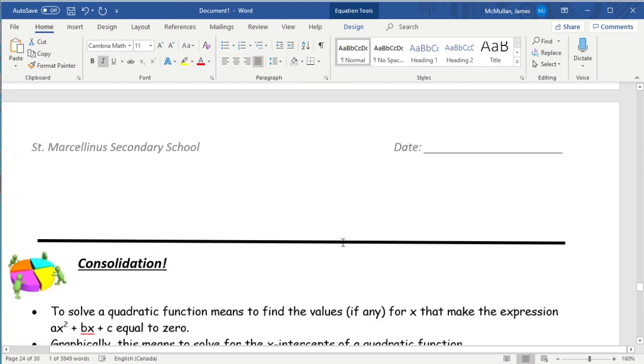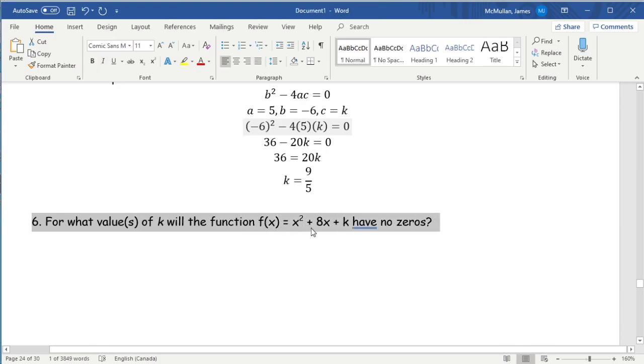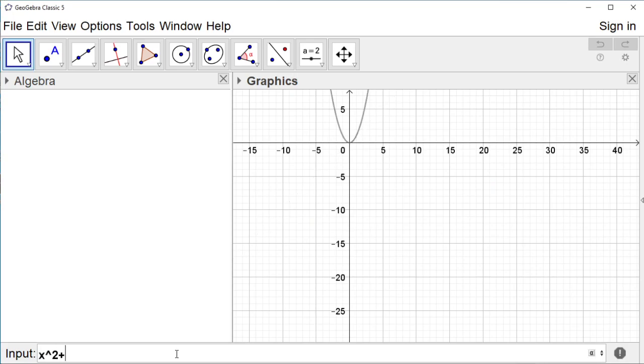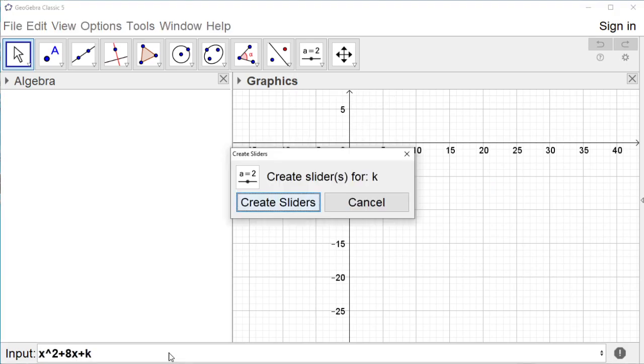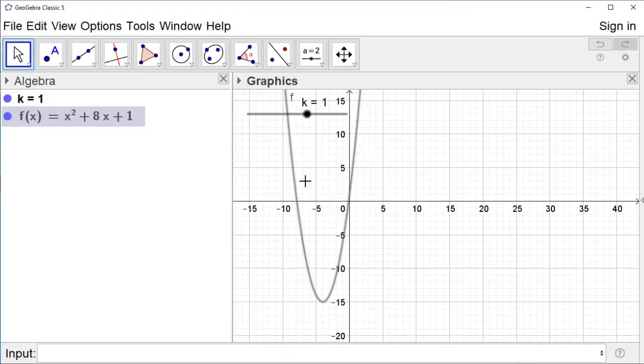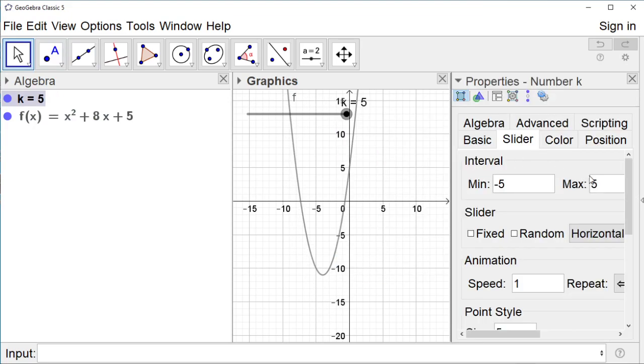Now the last thing for today is it says, for what values of k will the function 8x squared plus 8x plus k have no zeros? Okay, so let's try the same thing I did here, but hopefully do a better job. So here's x squared plus 8x plus k. And you can see that if I want no zeros, then I want k to be a bigger number than this.